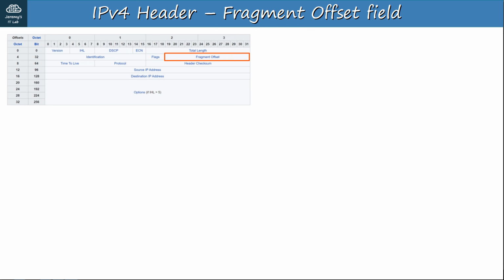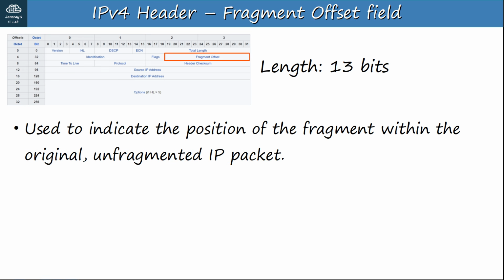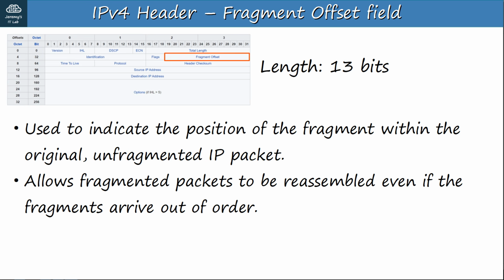Next we have one more field related to packet fragmentation. That is the fragment offset field, which is 13 bits in length. This field is used to indicate the position of the fragment within the original unfragmented IP packet. This allows fragmented packets to be reassembled even if the fragments arrive out of order, since this field lets the receiver know the original order of the fragments.